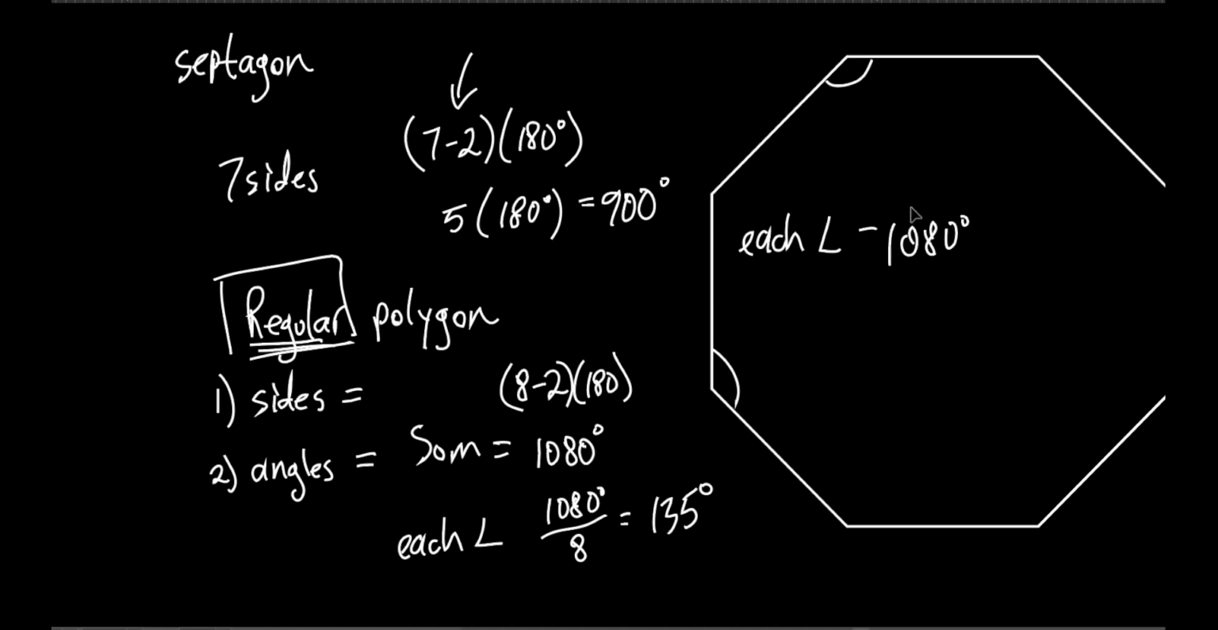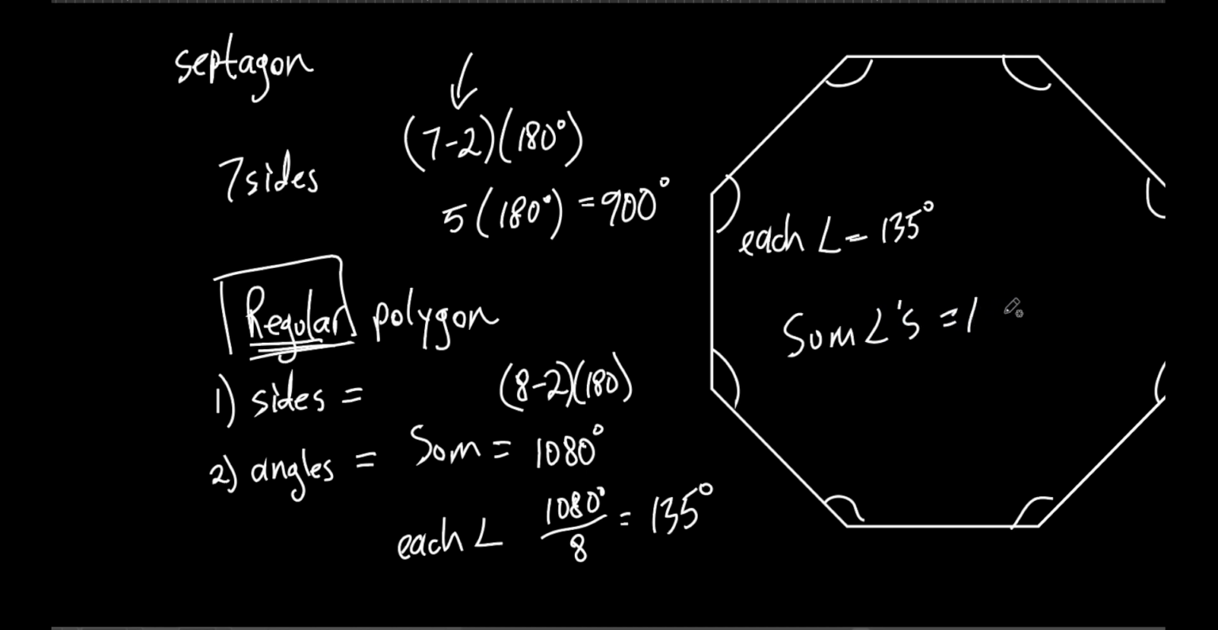So each angle would be what? 135. All right, so this would be 135, so would this one, so would this one, so would this one. And if I added them all up, all those 135s, I add them up 8 times, what am I going to get? I'm going to get 1,080. So the sum of the angles is equal to 1,080 degrees. Do you see the difference?